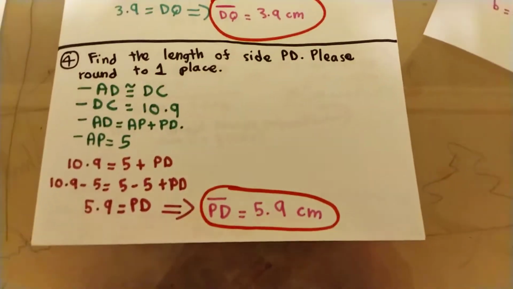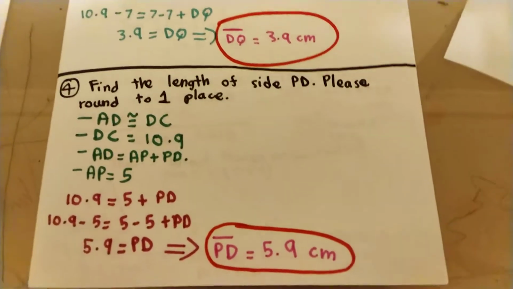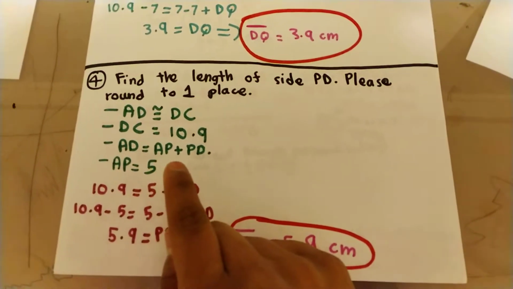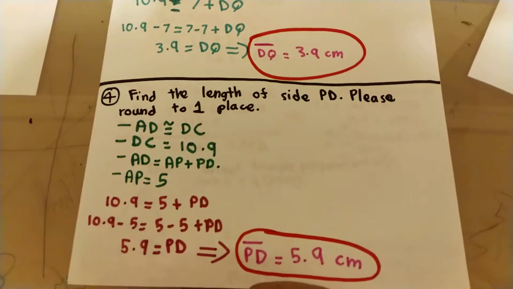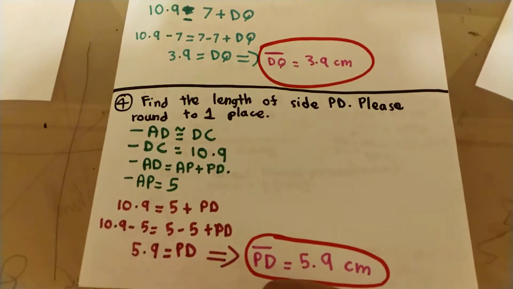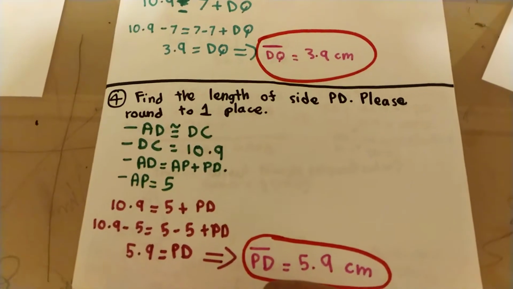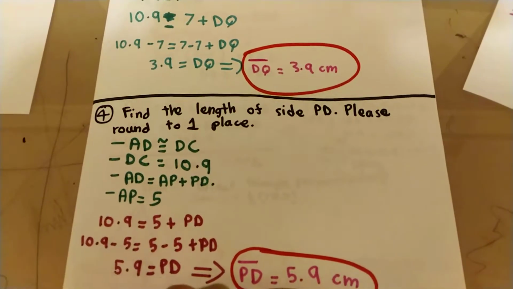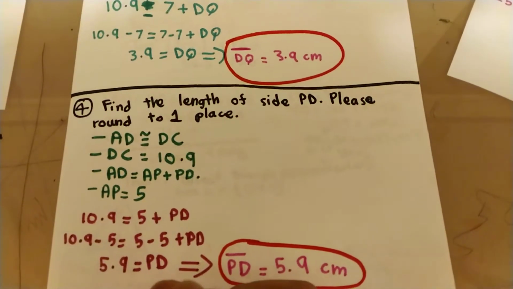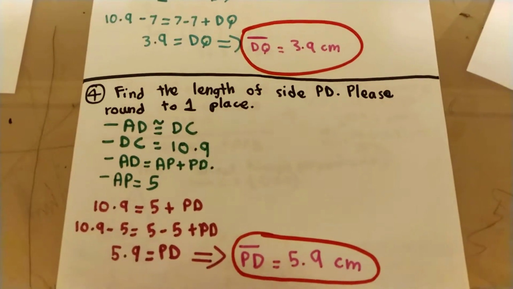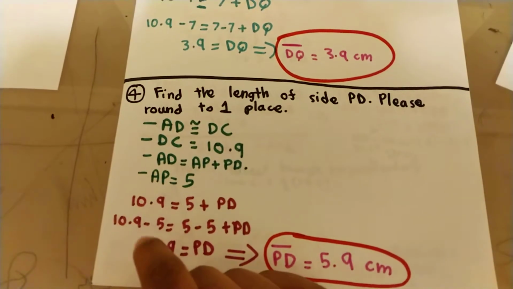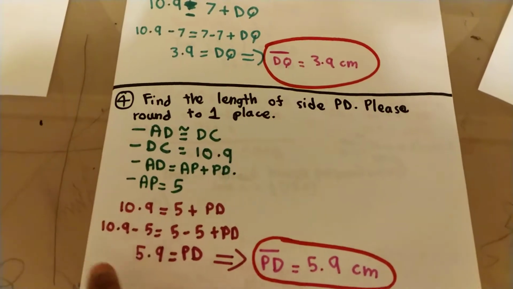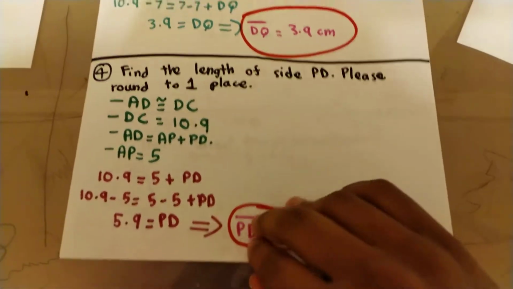For number 4, you need to find the length of side PD. You need to round to 1 decimal place. For this, I use the formula AD equals AP plus PD, where AP equals 5 and DC equals 10.9. AD is congruent to DC, so AD is 10.9. So I did 10.9 equals 5 plus PD. I solved it like an algebraic equation, as you can see here, and I got 5.9 centimeters.